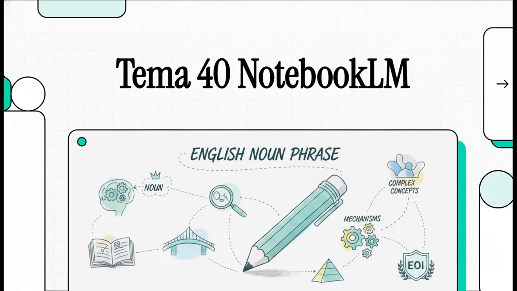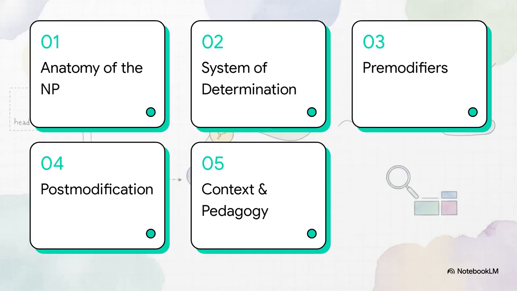So whether you're gearing up for those high-stakes EOI exams or you're just a syntax nerd looking to master the deep architecture of English, you are in exactly the right place. We're going to look at the precise, almost mechanical ways speakers build incredibly complex concepts from just a single head noun. Looking at our roadmap for today, we're basically doing a left-to-right structural journey. We'll start with the anatomy of the noun phrase, move through determination and premodifiers, slide over to postmodification, and wrap up with the real-world pedagogical applications you actually need for the EOI classroom.